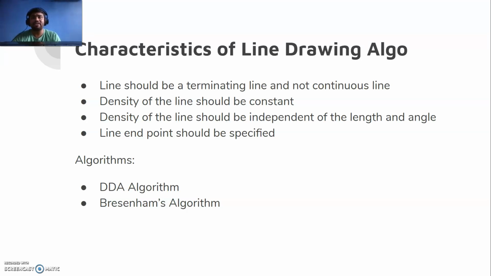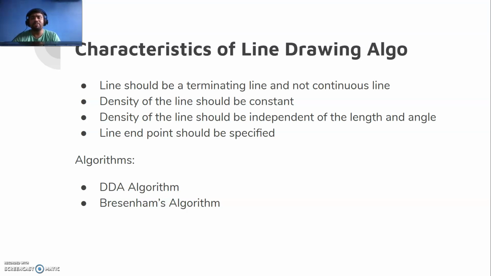That means the thickness, the density of the pixels, we need to see to it that the thickness of the line is constant from the start point till the end point. Now this thickness should be independent of the length of the particular line or the angle that it makes with the x-axis. And the last point, the line endpoint should be specified. This is almost similar to the first point. So you need to know that we need to have an endpoint for a line.